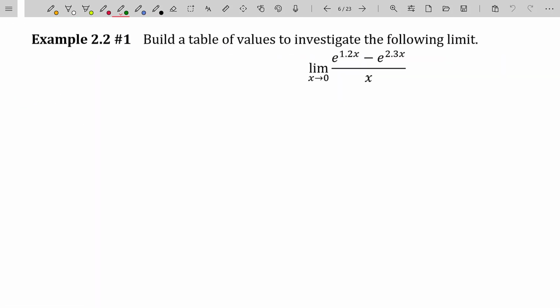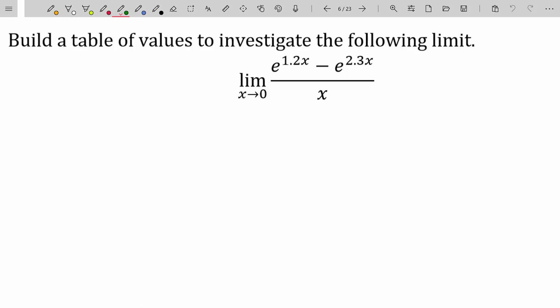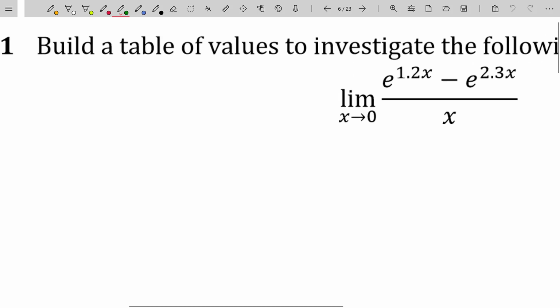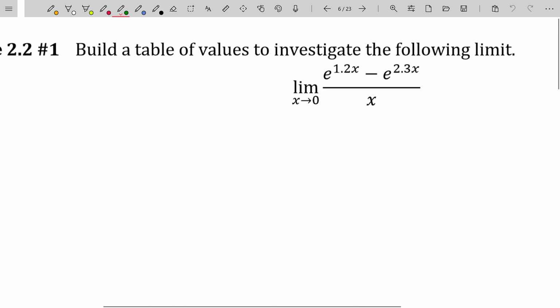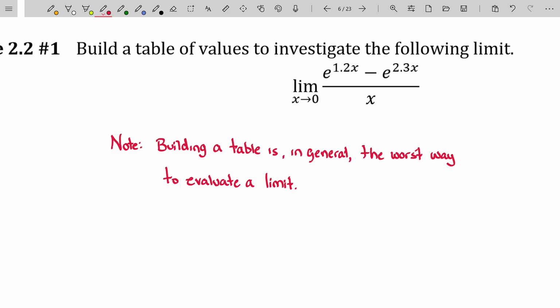Now, because the true definition of a limit can be very, very bulky and hard to understand, I take my time developing it. And right now, we're just going to do things numerically. There are actually several ways you can evaluate a limit, and they are progressively better and better and better. The worst way you can evaluate a limit, honestly, is by building a table of values. Let me write that down. Building a table is, in general, the worst way to evaluate a limit. However, we're going to go ahead and do that now just because it's the introduction to limits and it's a good idea just to see how they work.